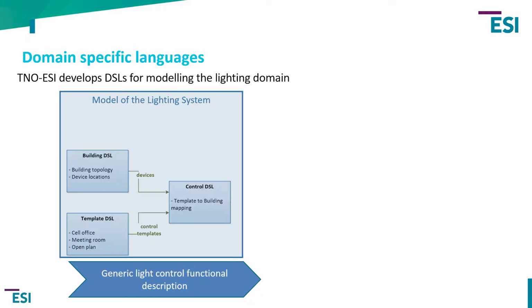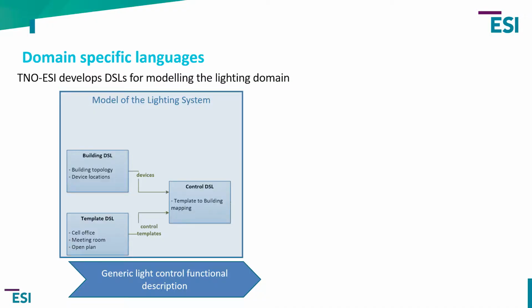But first I want to tell you a bit about the languages we use, so you get an idea how it works. So we have a model of the lighting system, where you see the building DSL, the building language. We have a template language for the behaviors. We have a control language to map behavior on light. So you join them in this? Yes. Okay. So it's an abstract model.